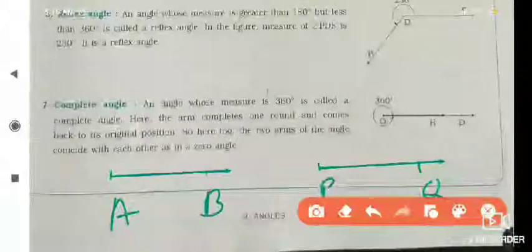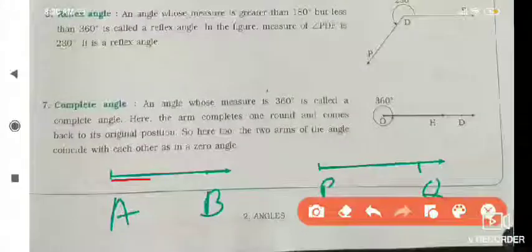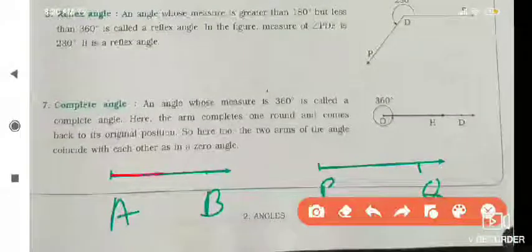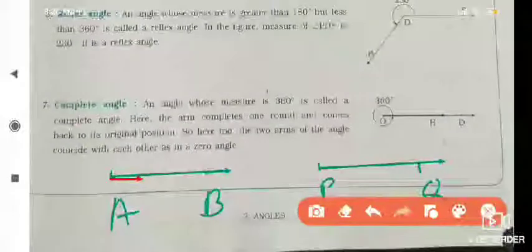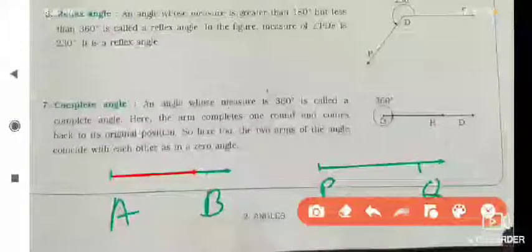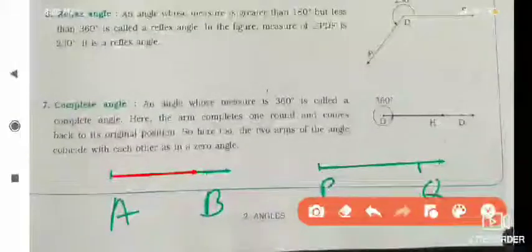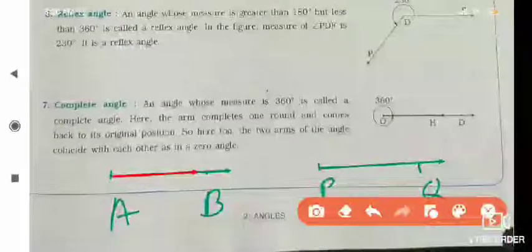For the zero angle, the arms coincide with one another, but it is not rotating, it is the starting angle. If you see here, both are on one another. For PQ also. So this angle is called a zero angle.